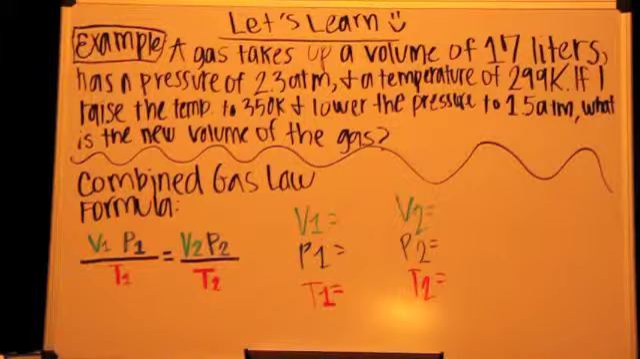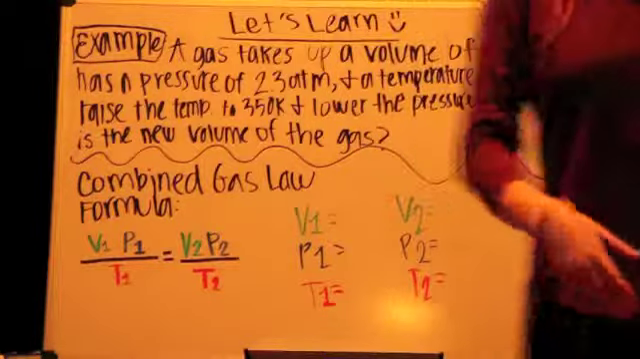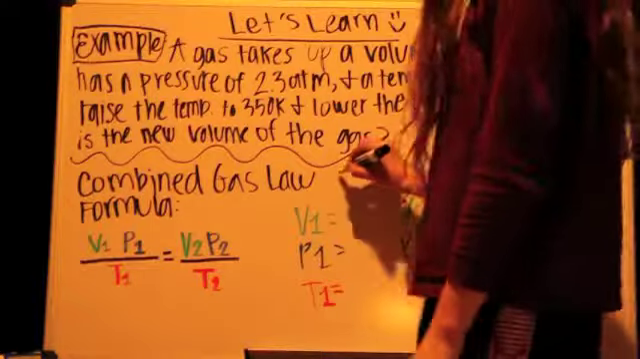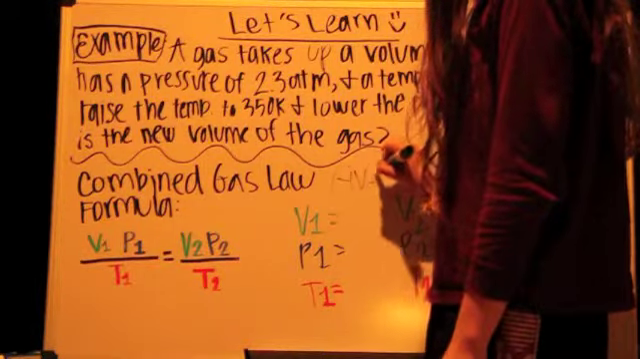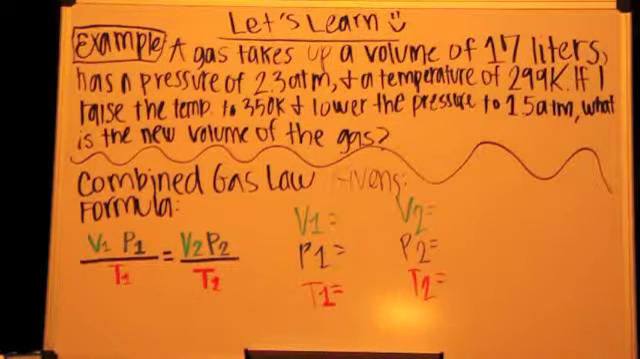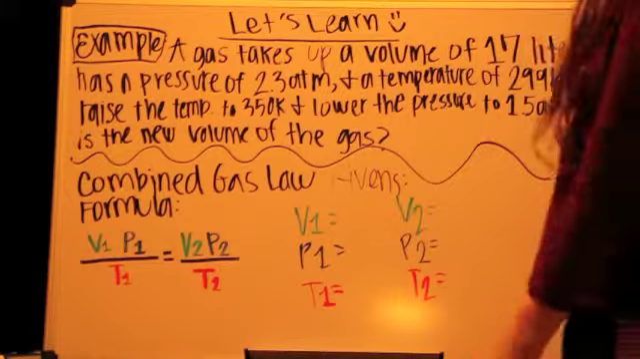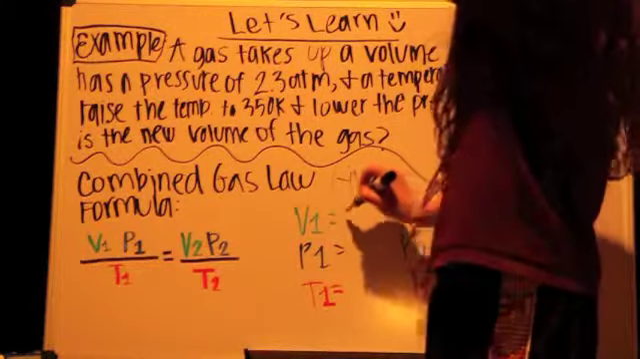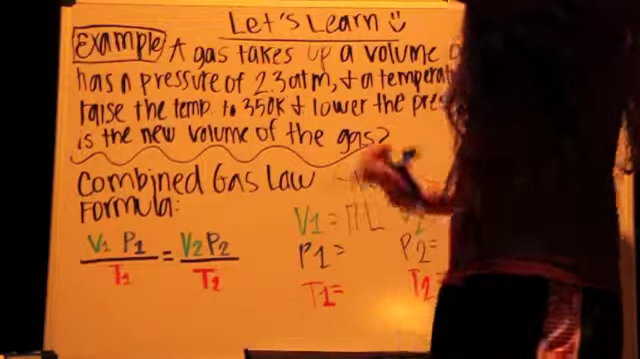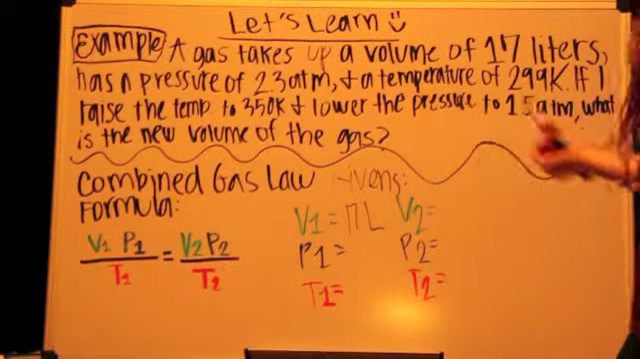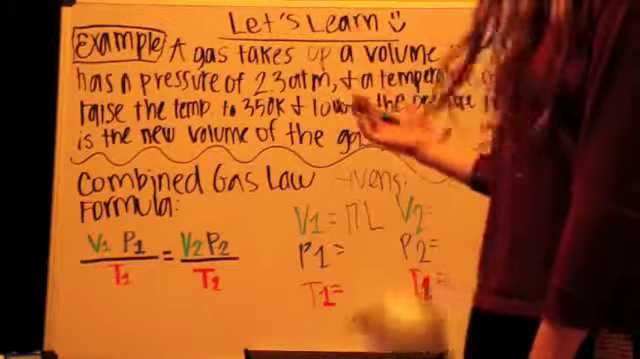The first thing we're going to do to start off this problem is look at what's given to us. Givens. As I said before, you can really do a problem without even reading it. You can just look for the values. So, okay, 17 liters, what value is that? That's volume, V1.